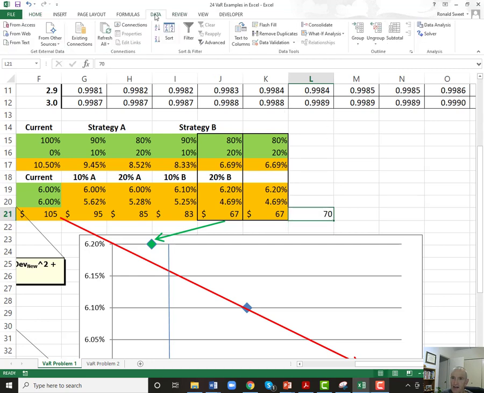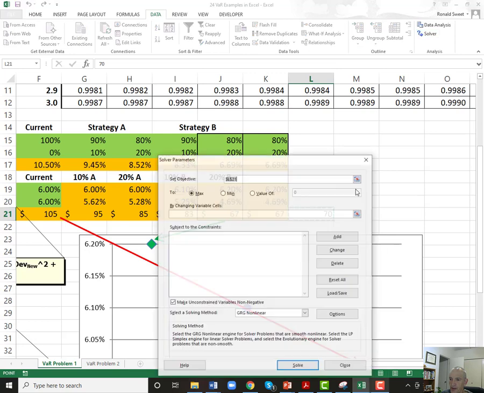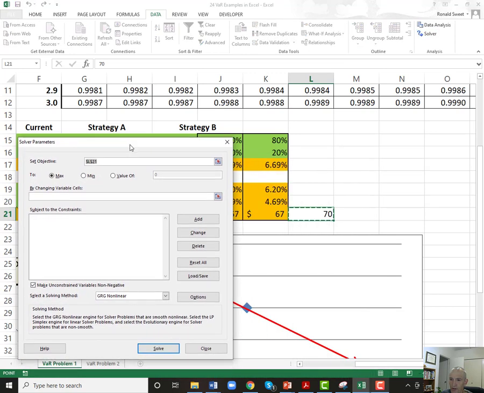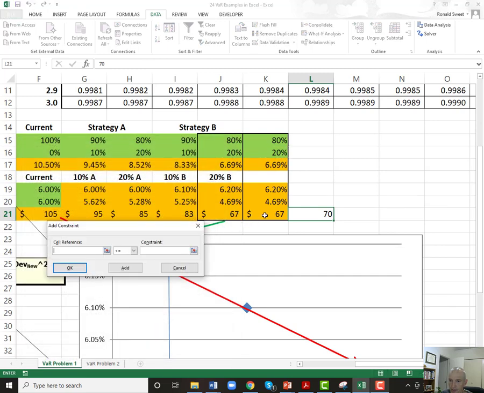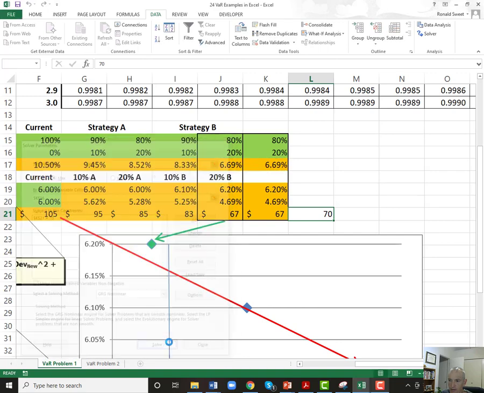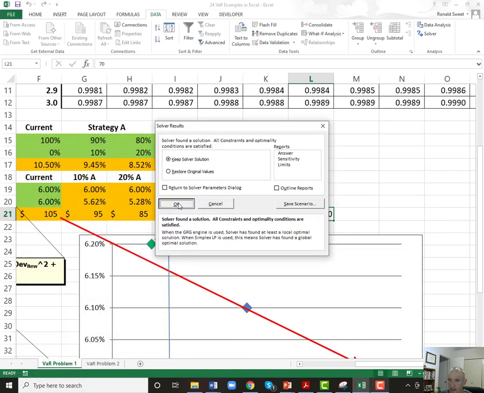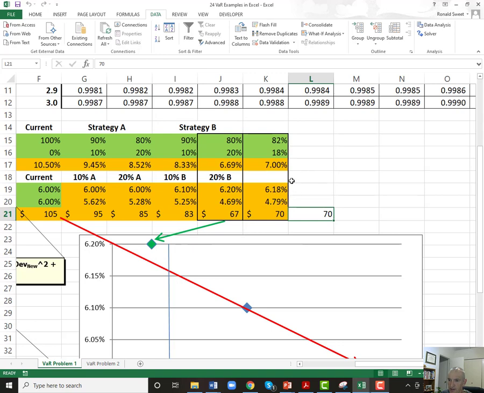So let's do data solver. So what do we want to do? We want to maximize the return by changing our allocation to B, and we're going to add a constraint that we want this to exactly equal 70. We need one more constraint, but I'll solve it. It's probably not going to like the answer. So well, actually it gave us a pretty good answer there.